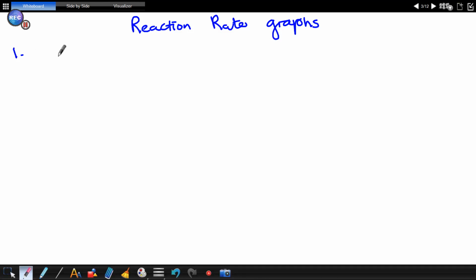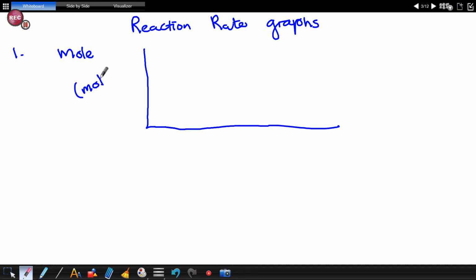I just want to make it very clear. If we use concentration like yesterday, the shape of the graph is the same whether you use concentration or amount like moles. So if we have a graph of mole against time, what will the graph look like?